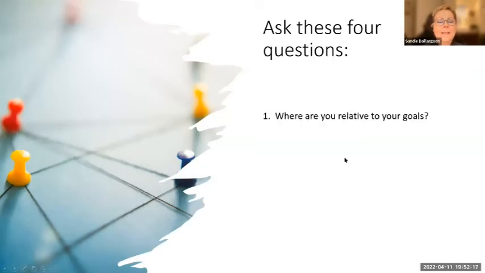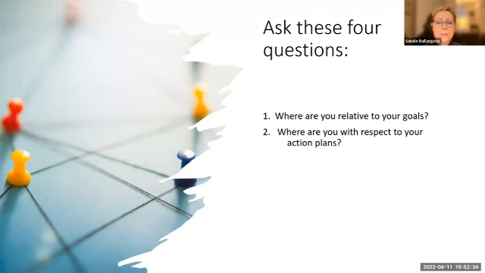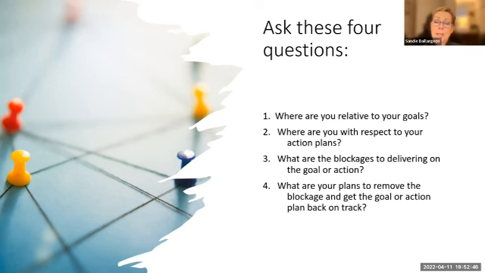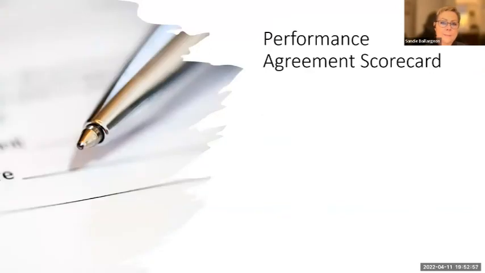So start by asking these 4 questions. When you're doing a checkpoint meeting, where do you think you are relative to your goals? So that helps the employee to automatically start thinking about the numbers and about where their individual goals fit with those numbers. Where are you with respect to your action plans? You know, what have you achieved? Have you run into any obstacles? Are there any blockages to achieving your goal? Do you need any management support, or do you need any employer support for this? What are your plans to remove the blockage if necessary, and get the goal and plan back on track?